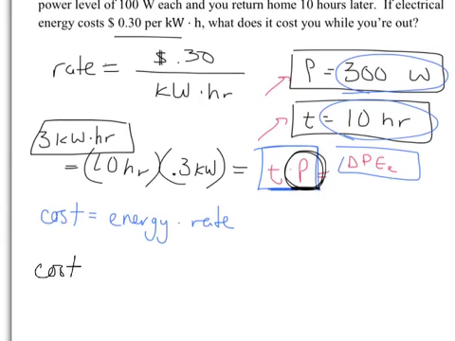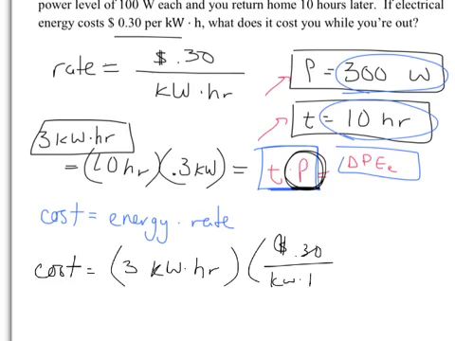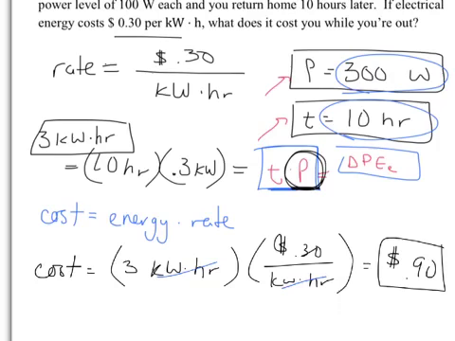Let's see how much it costs you. 3 kilowatt hours times a rate of 30 cents for every kilowatt hour. Units canceling, and 3 times 30 cents is 90 cents. So just by being out for that portion of the day, it costs you almost 90 cents.